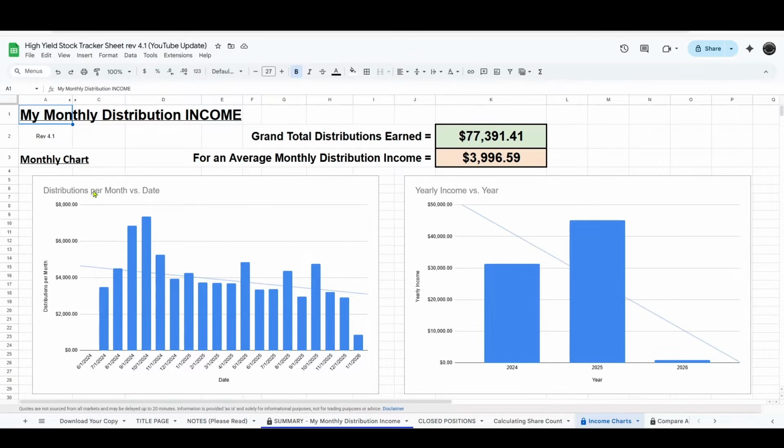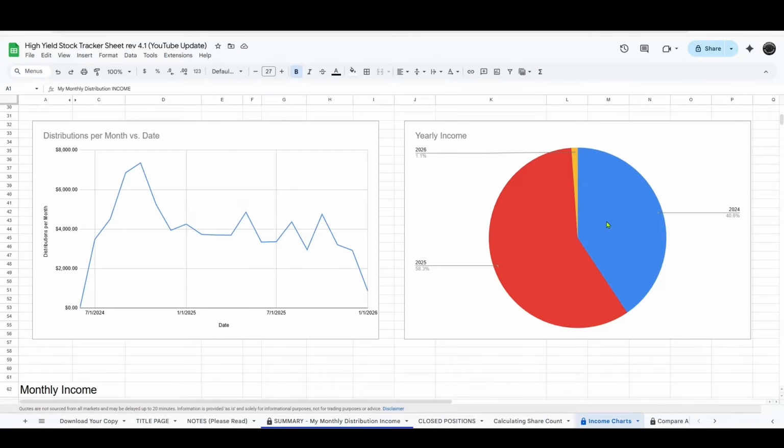where it tracks your distributions per month versus the date and your yearly income versus the date. So as you are getting that income, it is tracking this. And the update or correction that I made was on the pie chart here, as the range for this one needed to be extended in order to capture all of the future entries. But there are a few different charts in here.